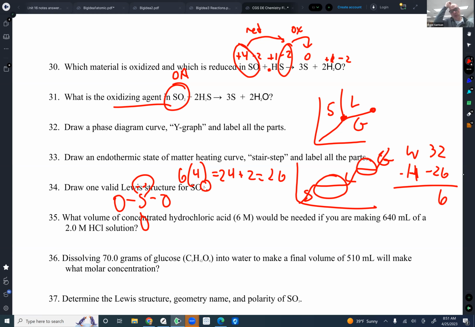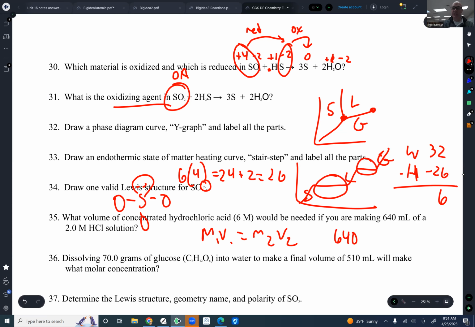All right, what volume of 6 molar would be needed if you're making 640 of a 2 molar solution? This is the same as before with the P1V1. This is M1V1 equals M2V2. So I've got 640 times 2 equals 6 times V. We don't know what that is. So 640 times 2 divided by 6 is 213 for your volume.